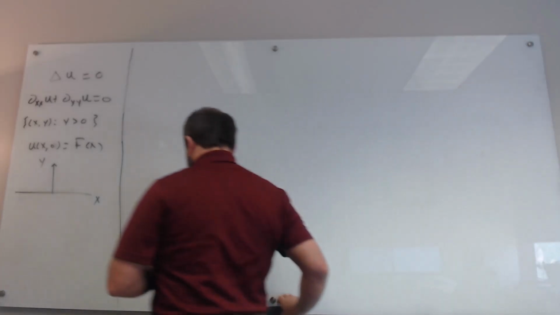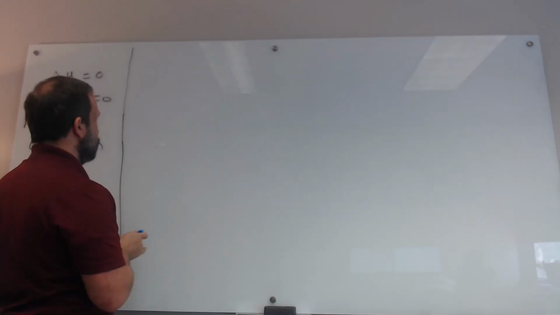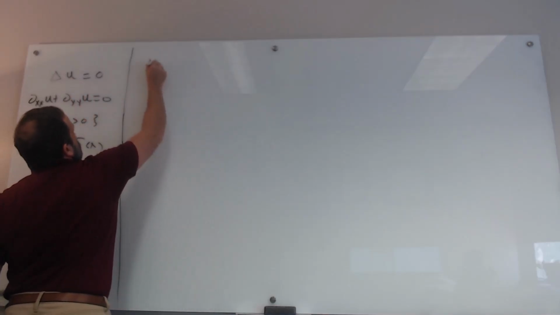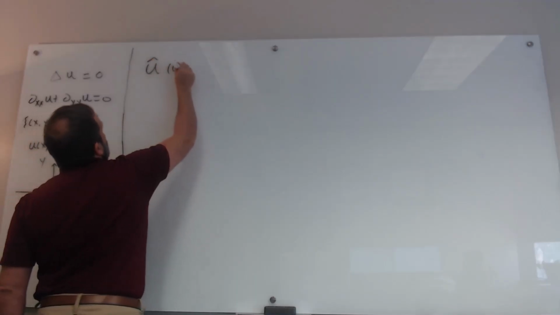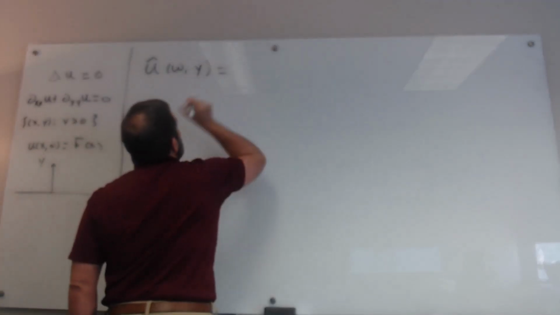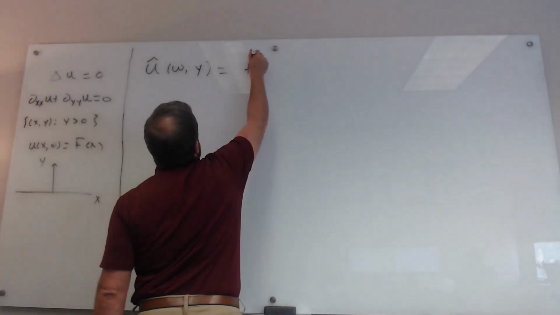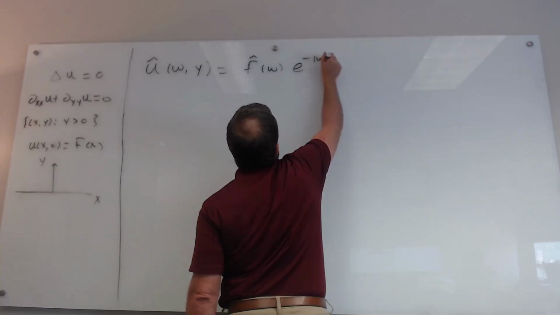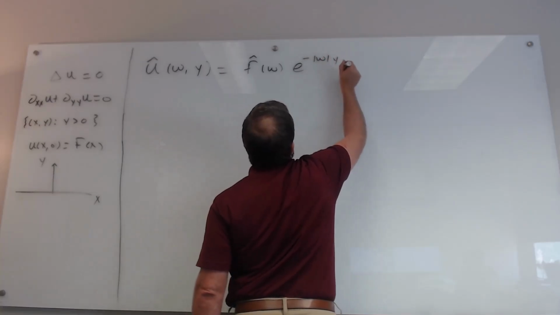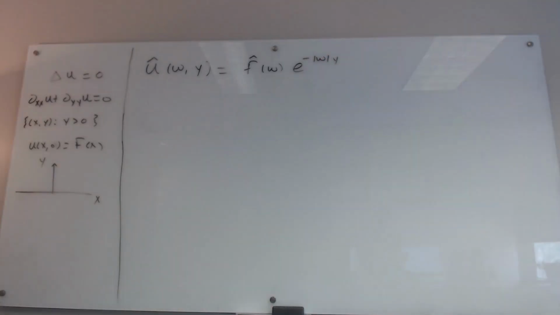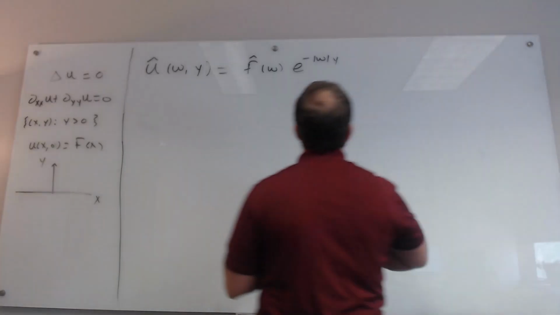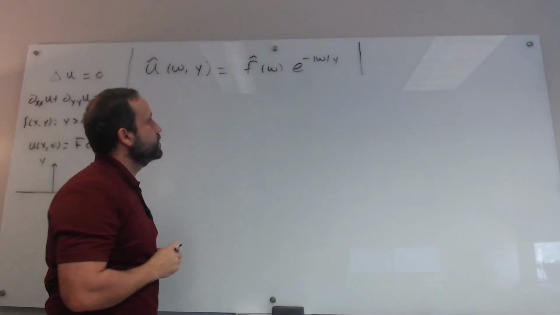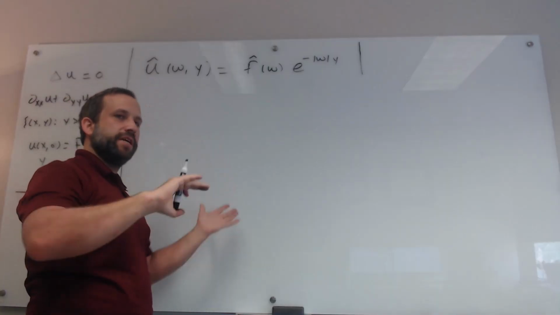All right. So then we know that u hat of omega y is equal to f hat of omega times e to the minus absolute value of omega y. Okay, so I made a mistake, and then I had to redo the last several minutes of video. So I think I'm bouncing back to where I was.